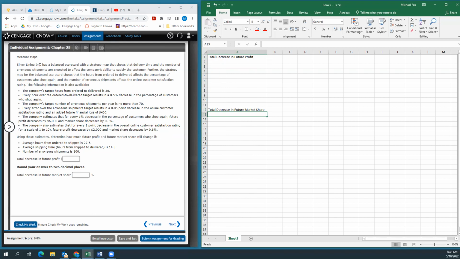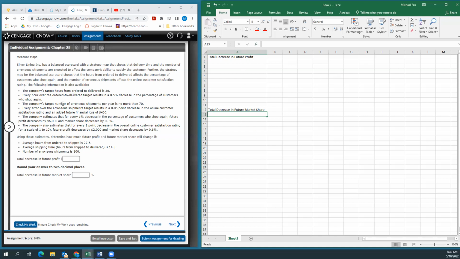So let's see, I'll just read it. Silver Lining Inc. has a balanced scorecard with a strategy map that shows that delivery time and the number of erroneous shipments are expected to affect the company's ability to satisfy the customer. Further, the strategy map shows that the hours from ordered to delivered affects the percentage of customers who shop again, and the number of erroneous shipments affects the online customer satisfaction rating. The following information is also available. The company has target hours from ordered to delivered of 30, and every hour over that results in a 0.5% decrease in the percentage of customers who shop again. Now look, customers who shop again isn't even here, so that's another layer, right?